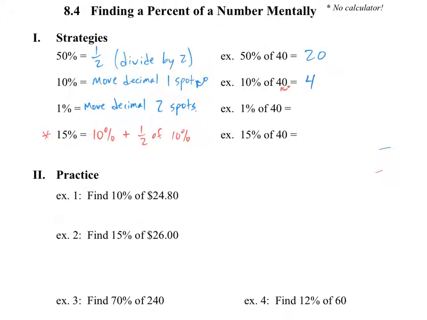1% of 40 is going to be 0.4. Yep, we do 2 jumps to the left, which puts my decimal point there in front. So we get 0.4 or 0.40. Still good?